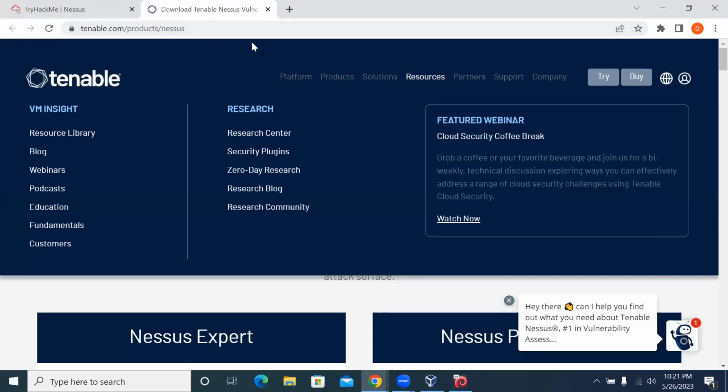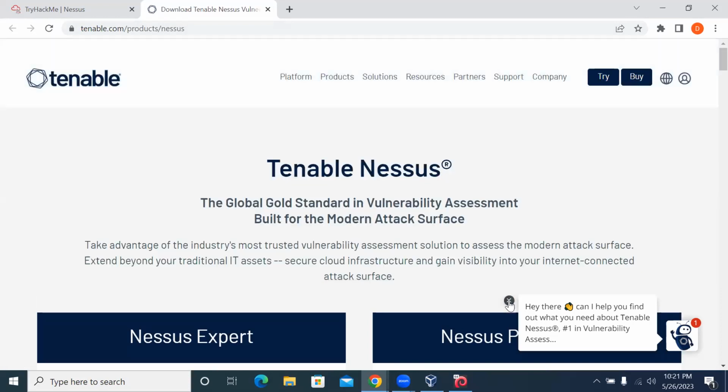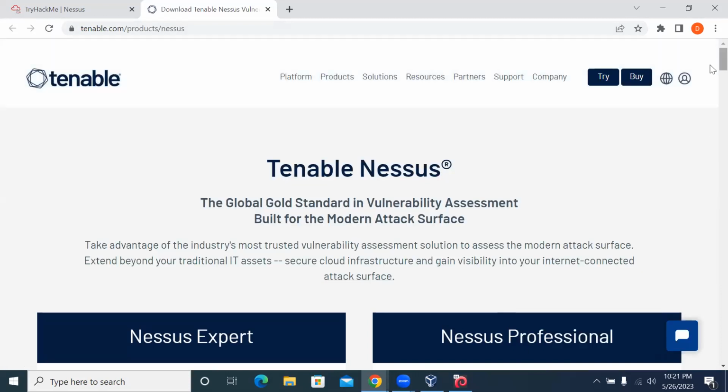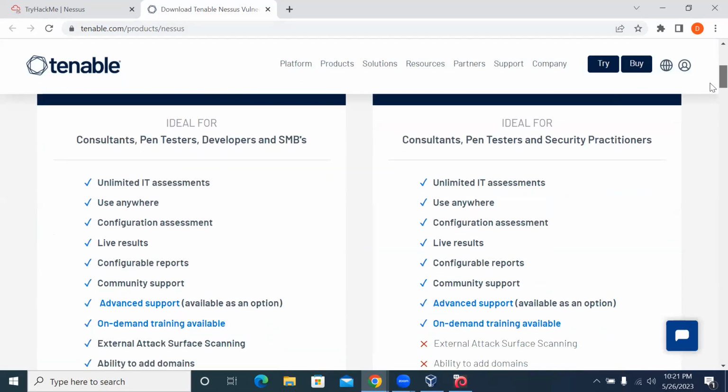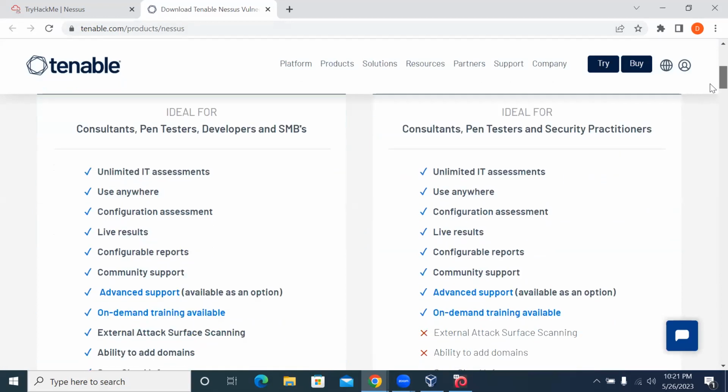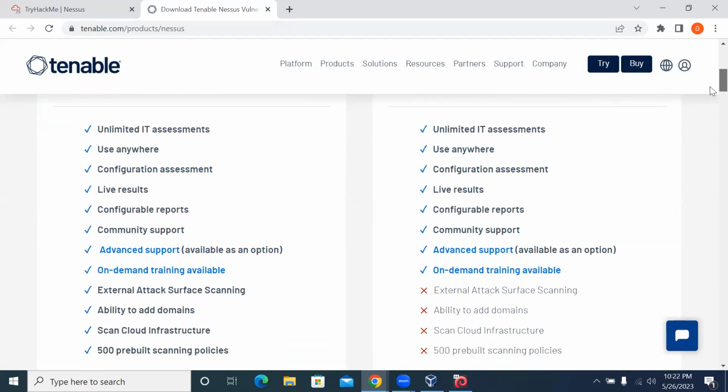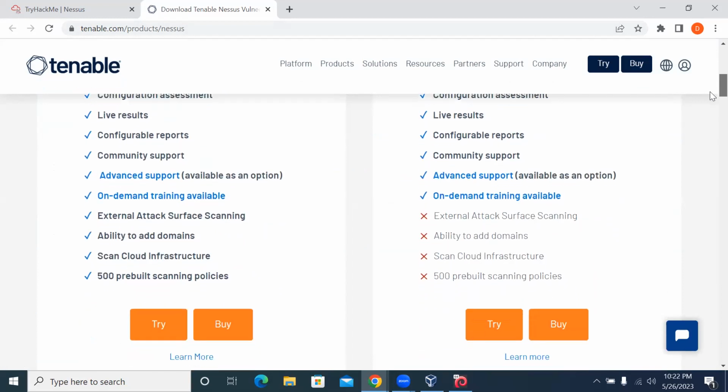So just go there, you see all their products and all what they do, right? Nexus Professional and Nexus Expert, you can see what they come for. The Expert is for consultants, penetration testers, developers, SMBs, right? Unlimited IT assessments, use it anywhere, configuration assessment, live results, configuration report, and all whatnot that are there.